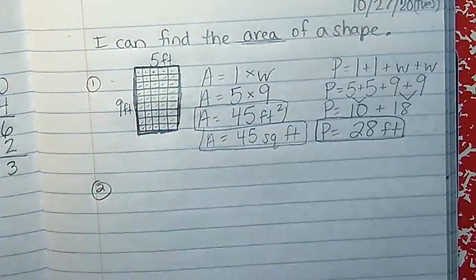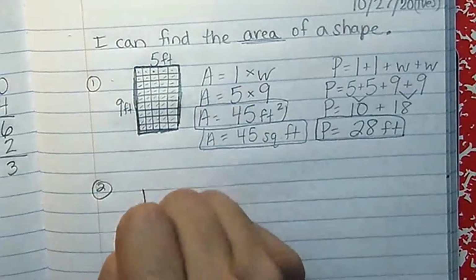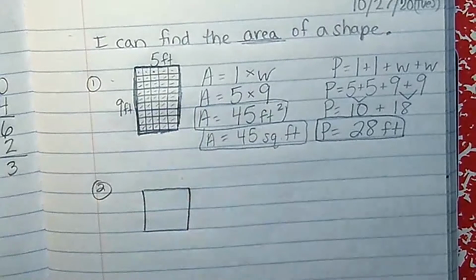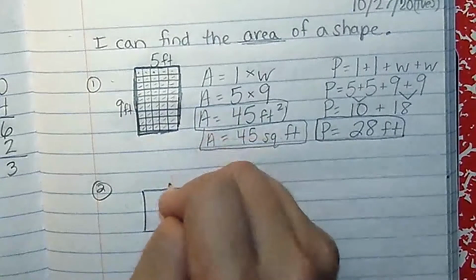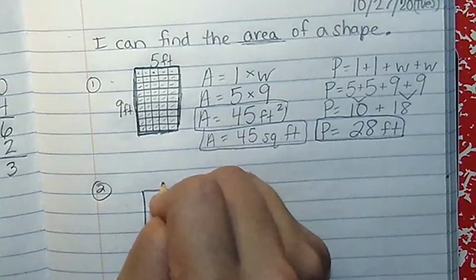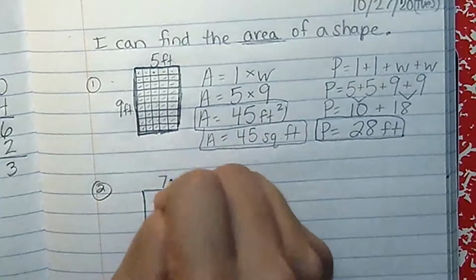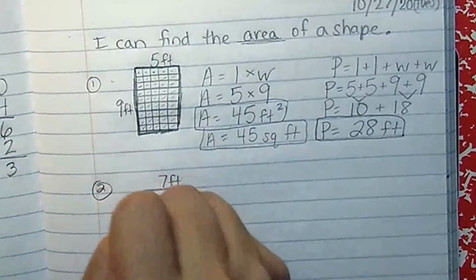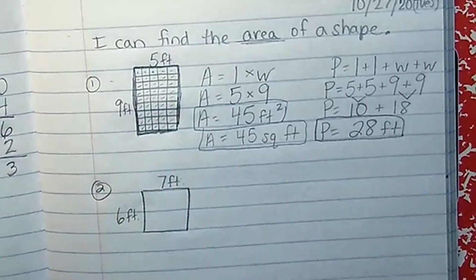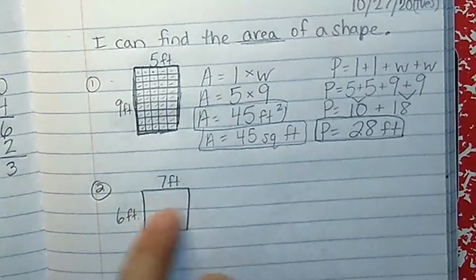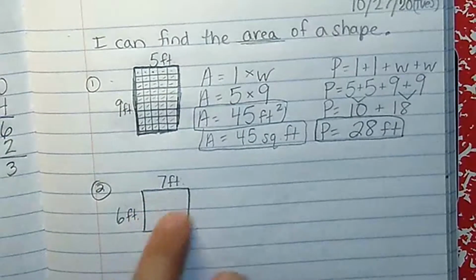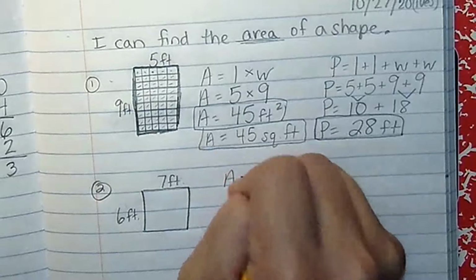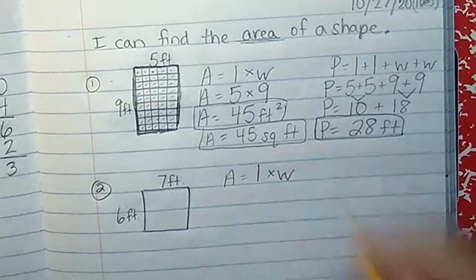All right, here's number 2. Number 2, let's take our box here. It's going to be a differently shaped yard. This is like an outdoor patio. And you might have a tiny little dog, and he just needs a little bit of space. So he has 7 feet on the top, and he has 6 feet on the side. So how will we find the area that your dog has to play? The area is on the inside. I'm going to write the formula. Area equals length times width.